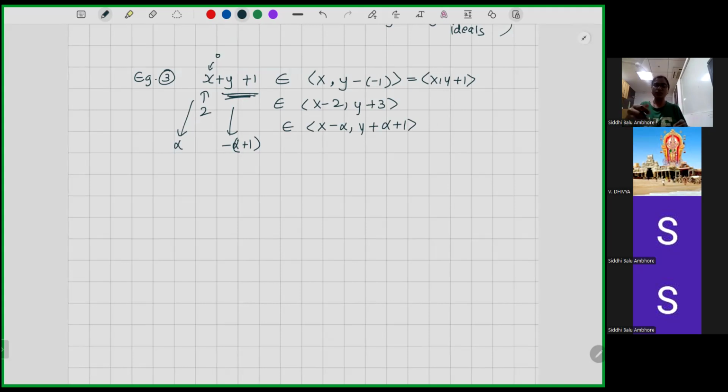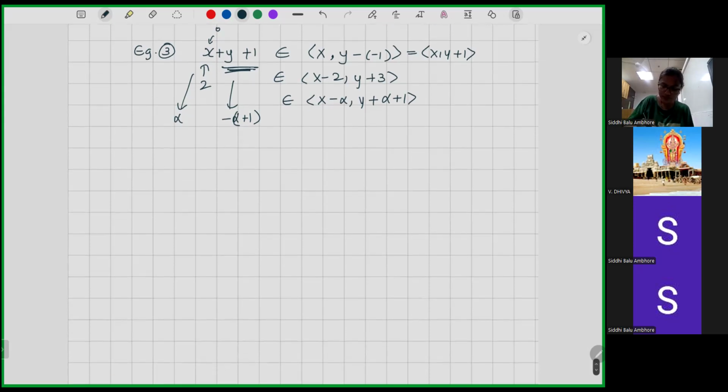What we will do is substitute. So for any given x, when I substitute that x in this polynomial, it's not giving me 0, right? But when I substitute some x here, some alpha, what I get is some polynomial in y, right? And this polynomial is in C[y]. So it has a 0. And for this polynomial, that 0 is minus alpha minus 1, right?